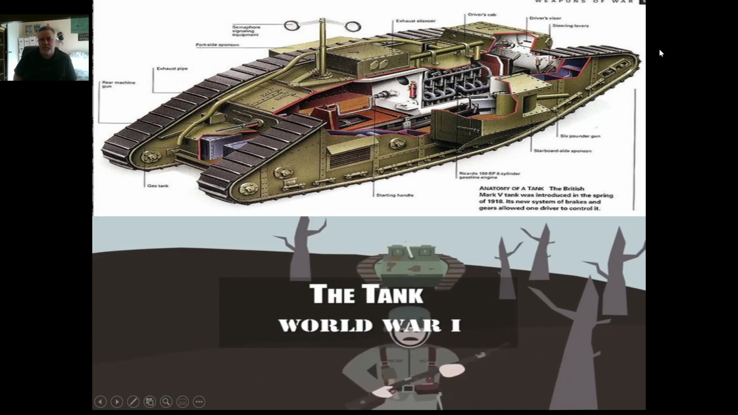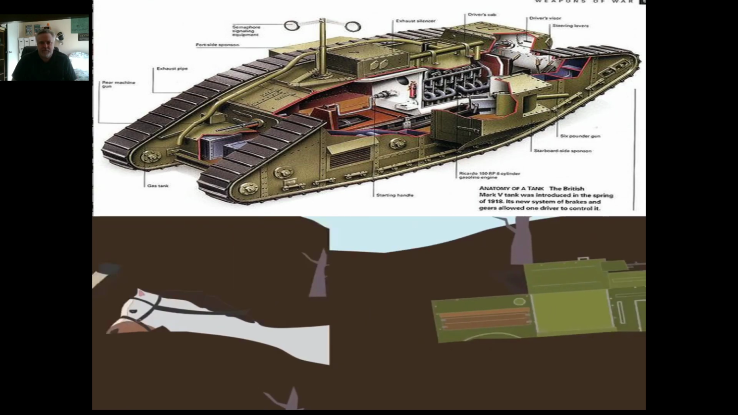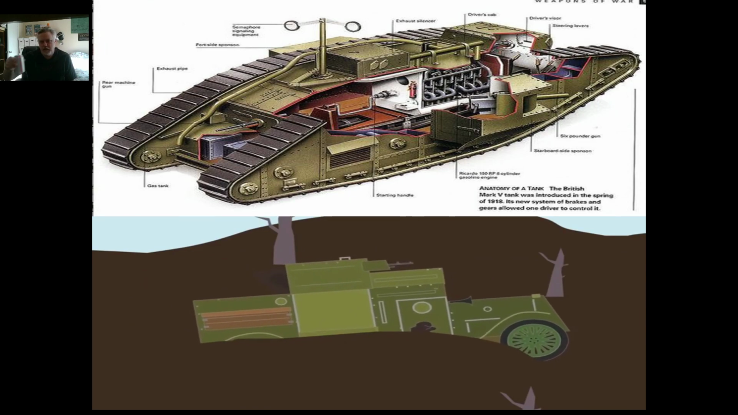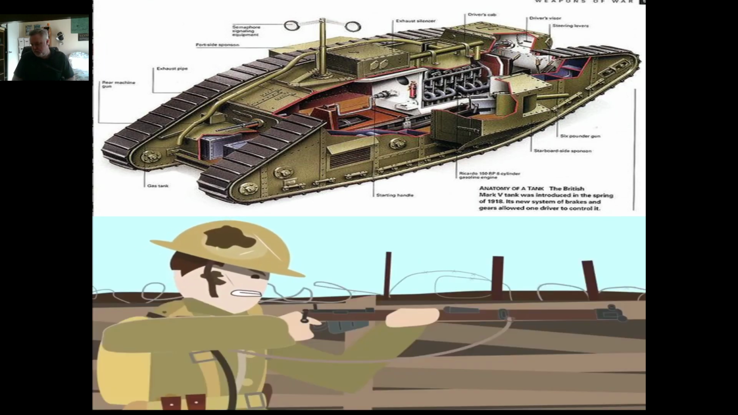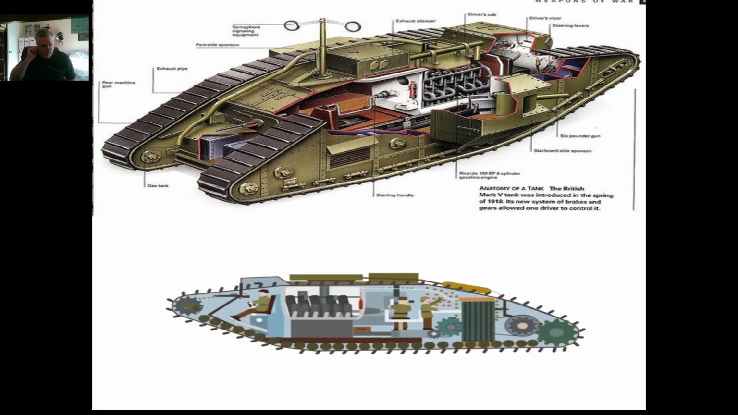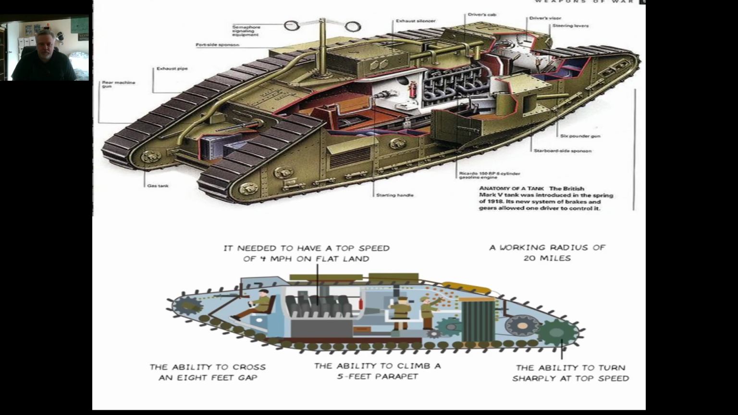First World War technology, the tank. Trench warfare had made cavalry charges pointless. Armored cars had been used before and during the war, but they were also immobile on the muddy terrain of no man's land. A British Army officer, Colonel Ernest Swinton, therefore proposed a new fighting vehicle to break the stalemate on the Western Front, the tank. It needed to have a top speed of 4 miles per hour on flat land. You can run faster. The ability to turn sharply at top speed. The ability to climb a 5-foot parapet. The ability to cross an 8-foot gap. A working radius of 20 miles. A crew of 10 men with 2 machine guns on board and 1 light artillery gun.